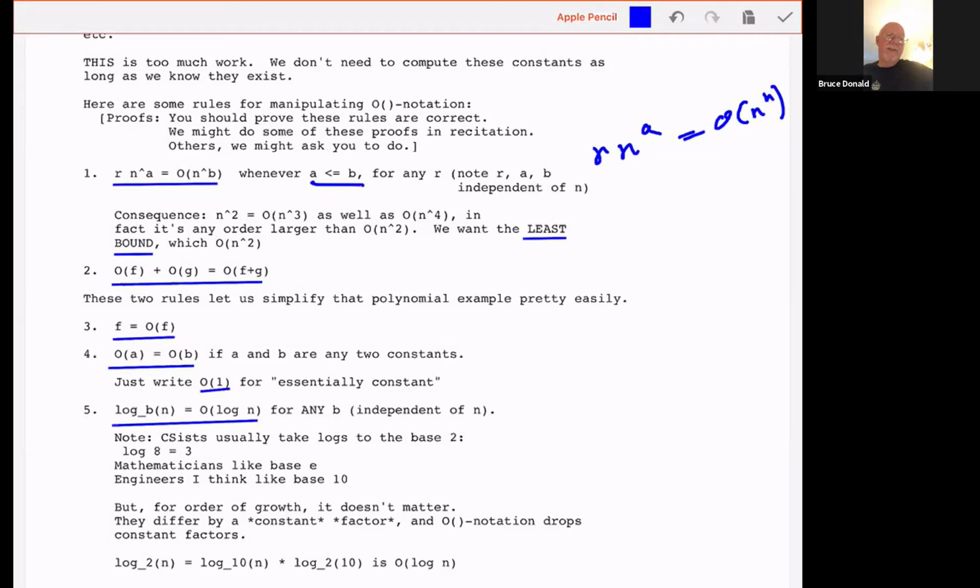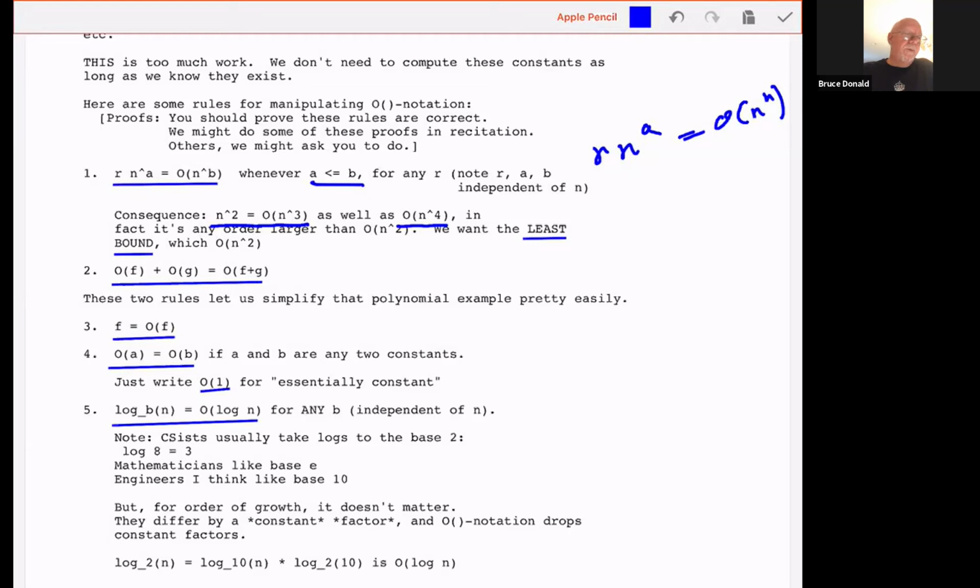So this basically says that a polynomial is order of some higher polynomial if the polynomial has a higher exponent. Consequently, we can prove using this definition that n squared is order n cubed, but it's also order n to the fourth. In fact, it's any order larger than n squared. So in this game, we always want the least bound, which is n squared. That's the smallest polynomial.